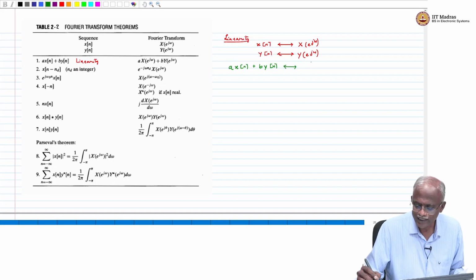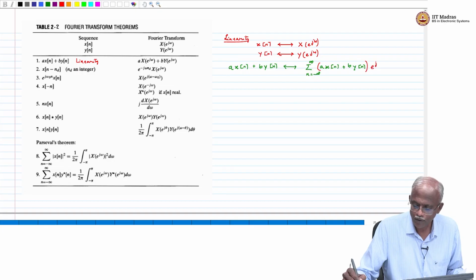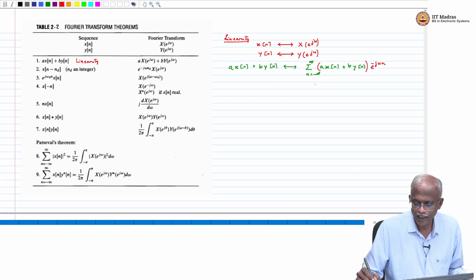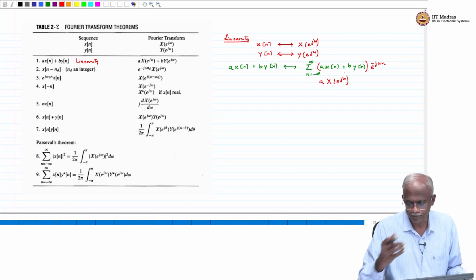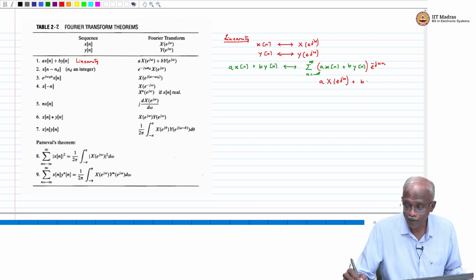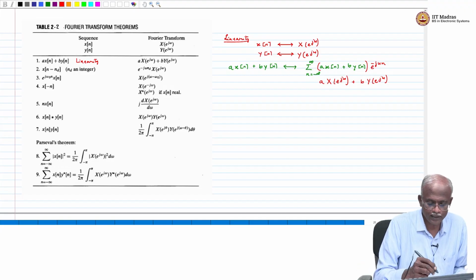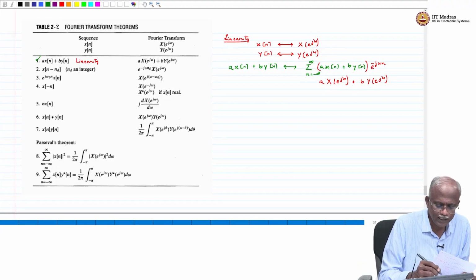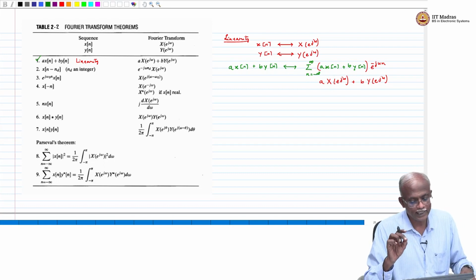Its Fourier transform will be summation n equal to minus infinity to infinity of a times x of n plus b times y of n, this is my input sequence, times e power minus j omega n. Just expand it and you can write that this is equal to a times X e of j omega, just by expanding the summation, and the second term will be b times Y e of j omega. Superposition and scaling are both satisfied, that gives you linearity. This is an inherent property of the discrete time Fourier transform.